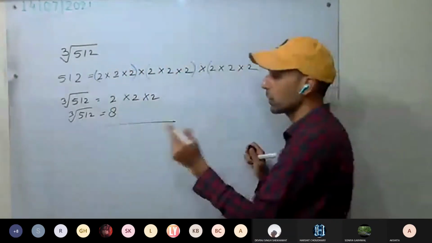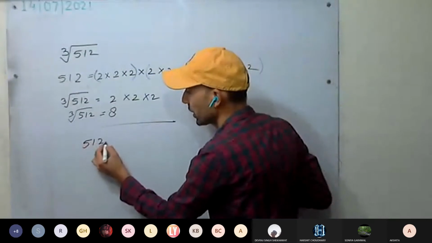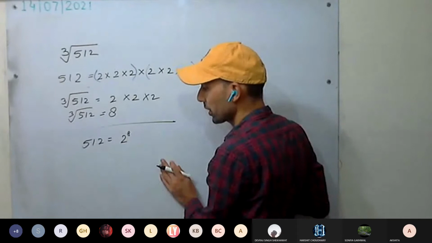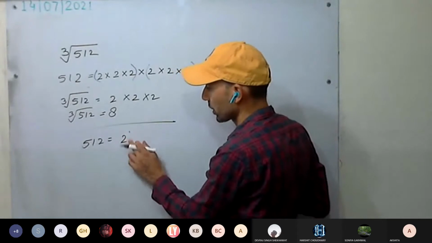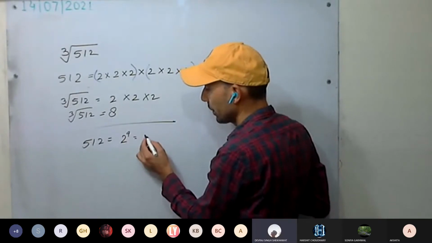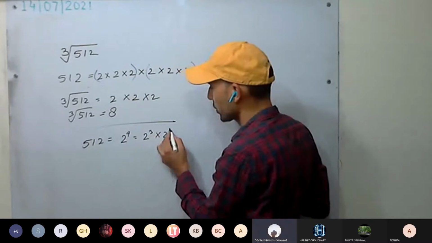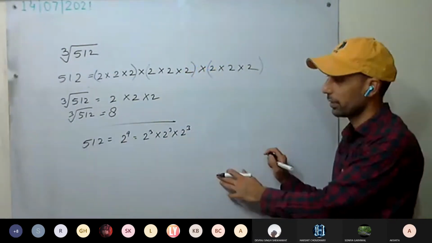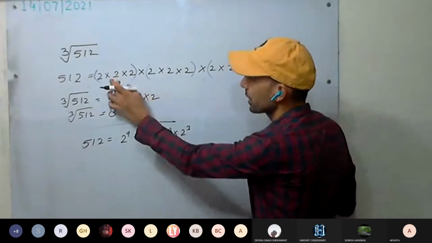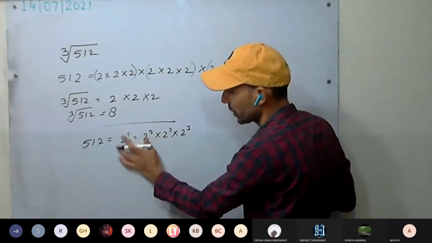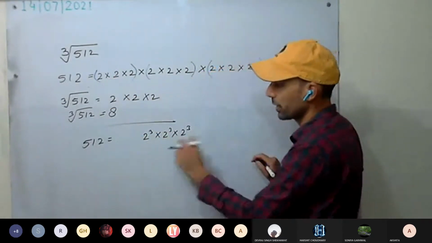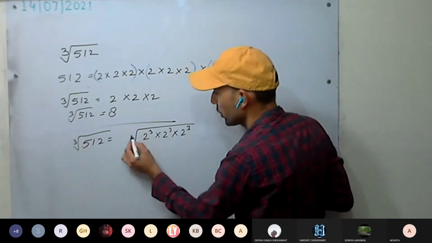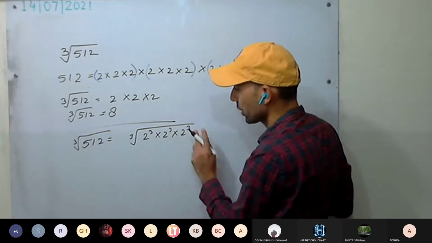You can do the same question like this also. 512 equal to 2 raised to power 9 you have got. It can be written as 2 raised to power 3 into 2 raised to power 3 into 2 raised to power 3. Either you can write like this. Same here. After this, you can write this, or you can simply write this. This you have written. So cube root you have to take now. Cube root, cube root. So from each you will take 1 out.